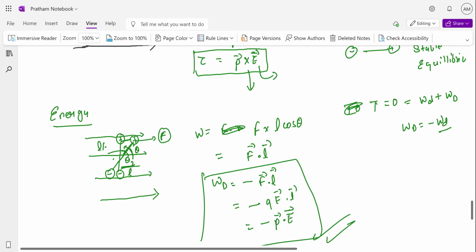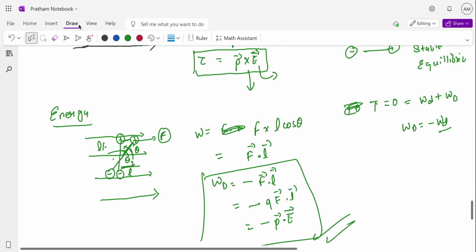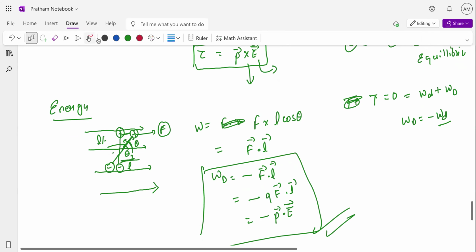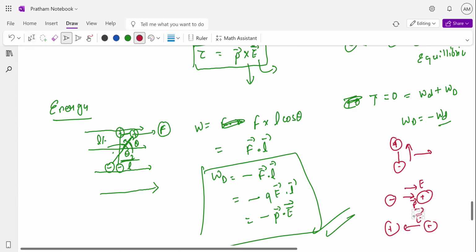Okay, now I'll just erase this part. Okay, let's not erase it. Again, I will take all those cases, whatever three cases I took there. Positive, negative. Check this one. This is dipole, this is electric field. This is dipole, this is electric field. And this is dipole, this is electric field. Just check it out.